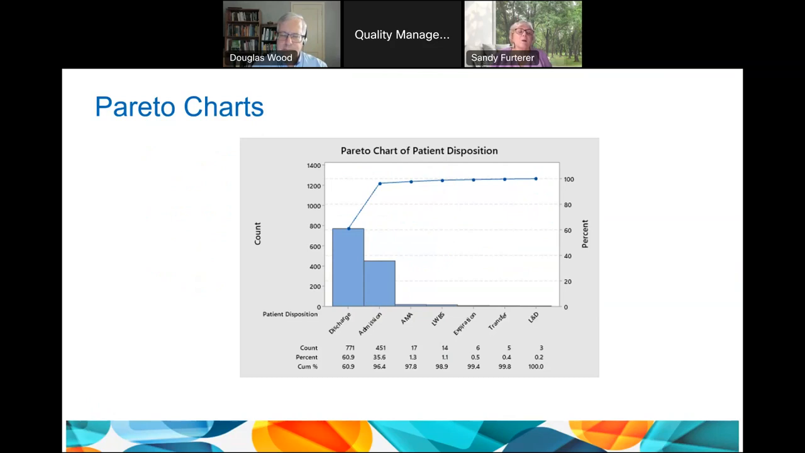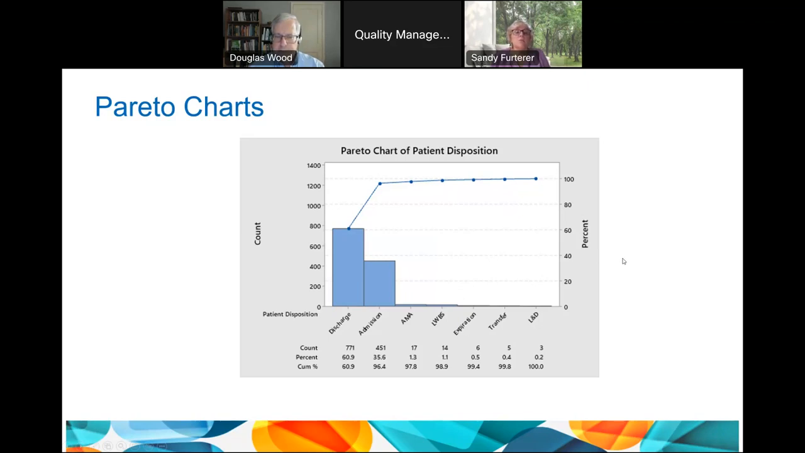So this was an example of patient disposition. We wanted to understand in the emergency department what percent of the patients were discharged and what percent of the patients were admitted to the hospital. And then there were a few other categories. There were some people that left against medical advice. There were some that left before they even saw a physician, and so forth. We just wanted to understand where the patients are potentially going as they get out of the emergency department.